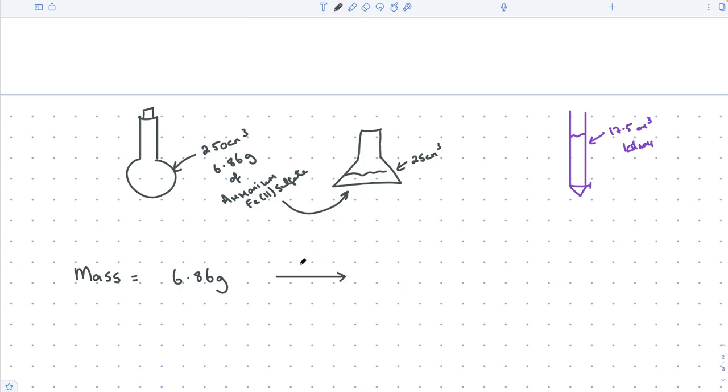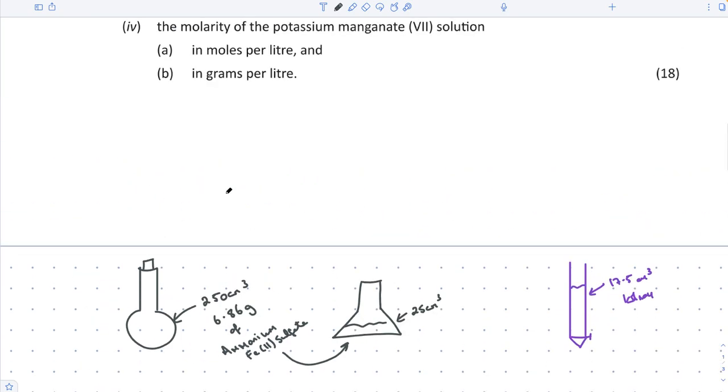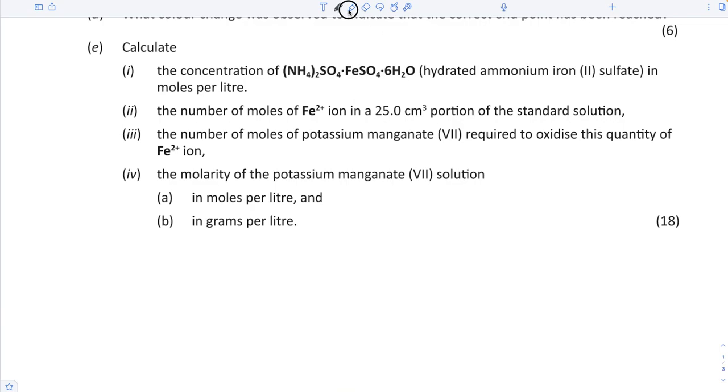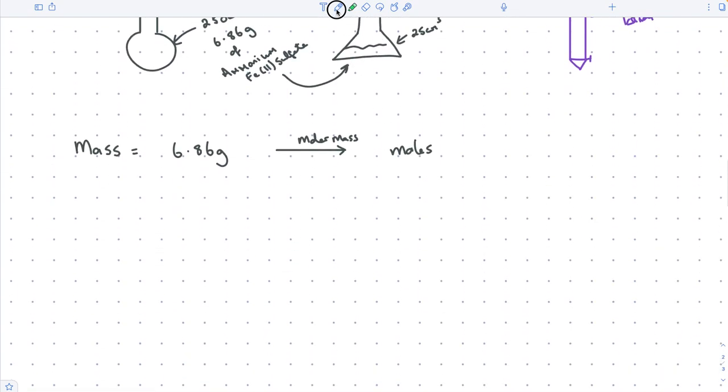So I need to involve molar mass, and then I will see how to get out the moles. Do I multiply it or divide it? So let's take a look at the formula for it. So we have ammonium iron 2 sulfate. So this is what the formula is. We're going to have to break that down for ourselves.